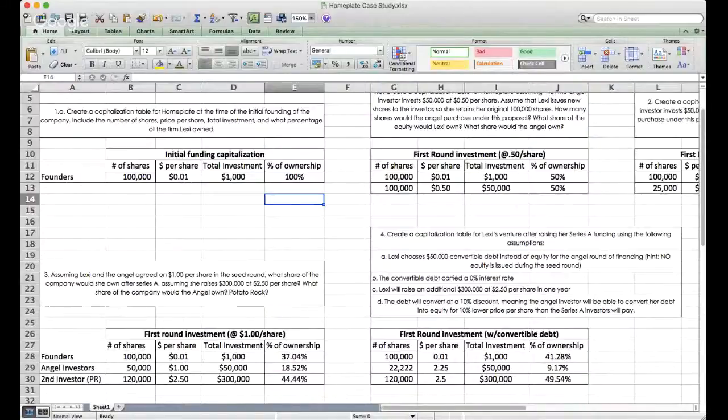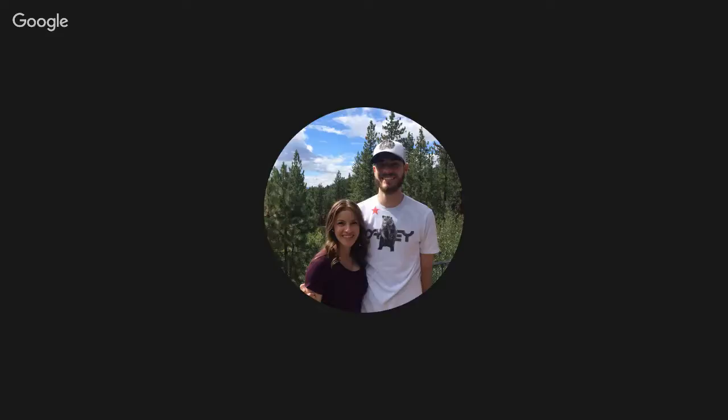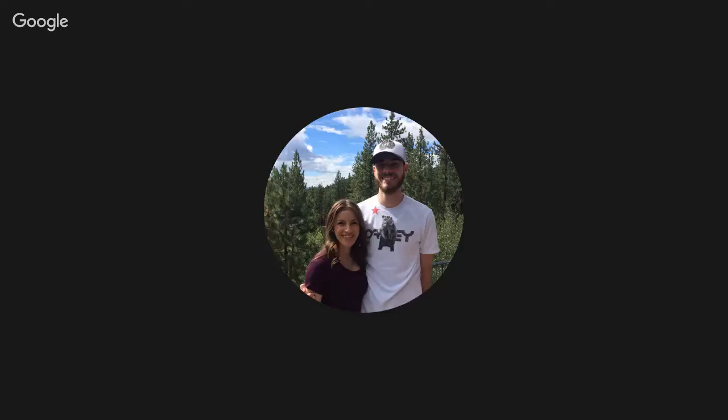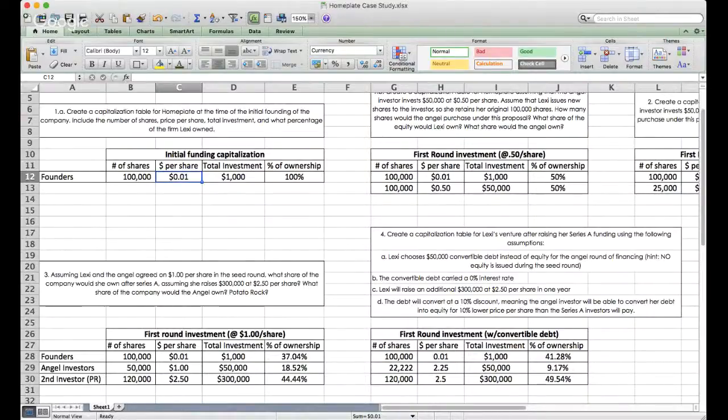So number 1 said create a capitalization table for Home Plate at the time of the initial founding of the company, include the number of shares, price per share, total investment, and what percentage of the firm Lexi owned. So she had 100,000 shares and she invested 1,000. So we just divided those two to make it 1 cent a share. She owned all of it. Makes sense to me.